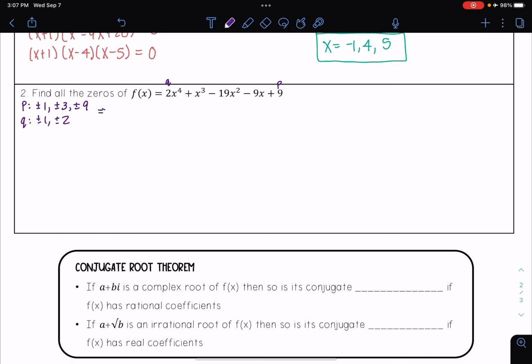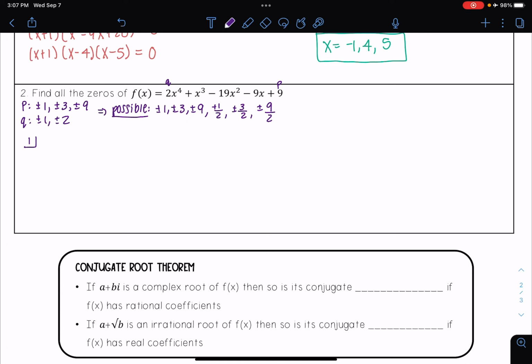So that means that my possible roots are going to be p over q. So if I do all my p's over 1 first, I have 1, 3, and 9. And then everything in p over 2, I get 1 half, 3 halves, and 9 halves. So now I need to find some of my roots. So I'm going to first start with 1 and see if that gets me a remainder of 0.